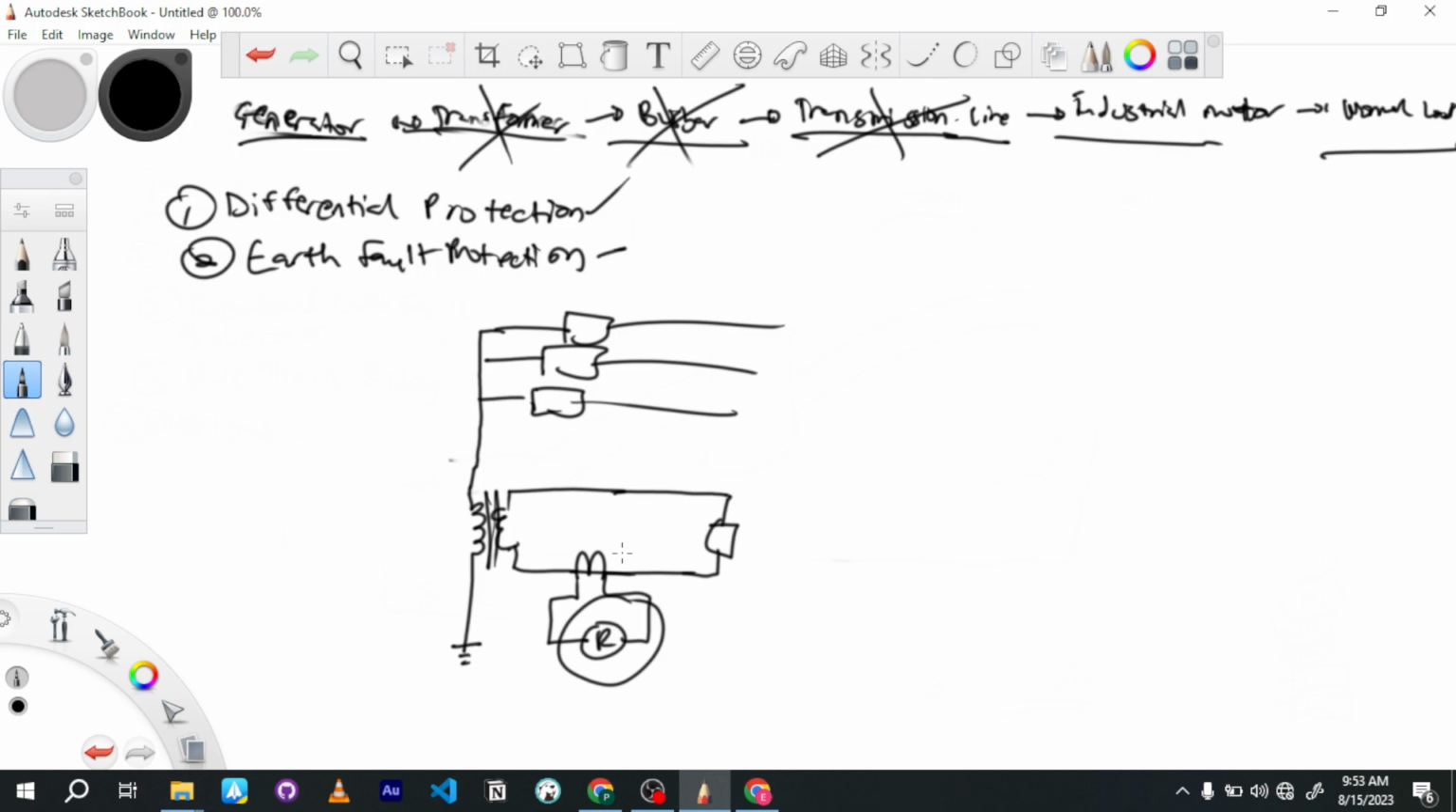Now overload protection, same thing. That's what I explained for the transmission line. For overload protection, we use a thermistor or a thermocouple, or we use a thermometer. Maybe dial type thermometer or something like that. Overcurrent protection, right? We use the IDMTL relays. You understand? We can do calculations for it.